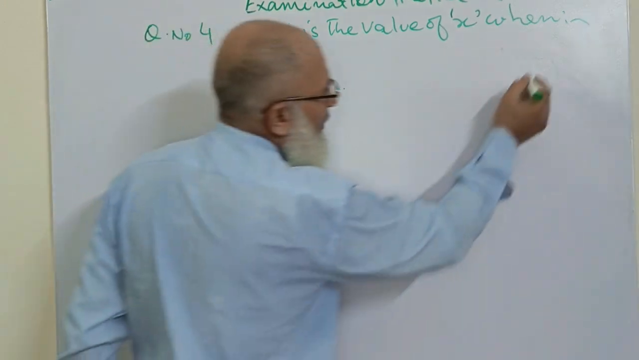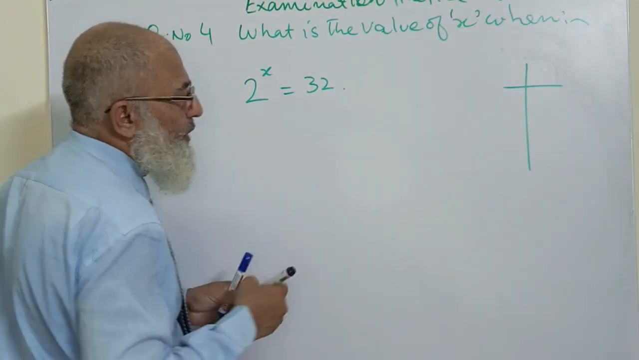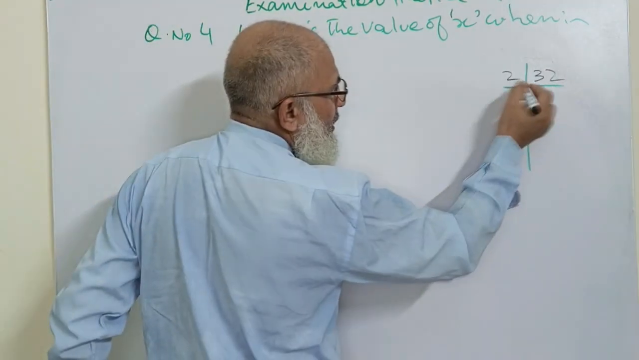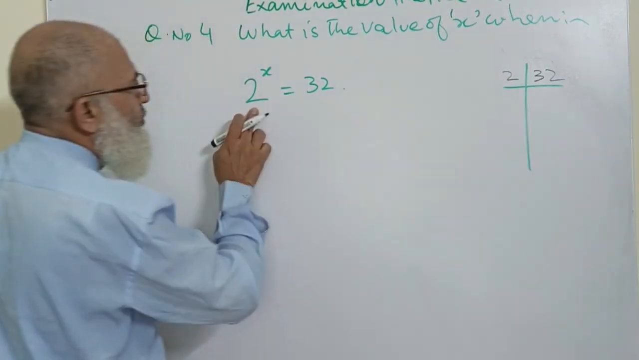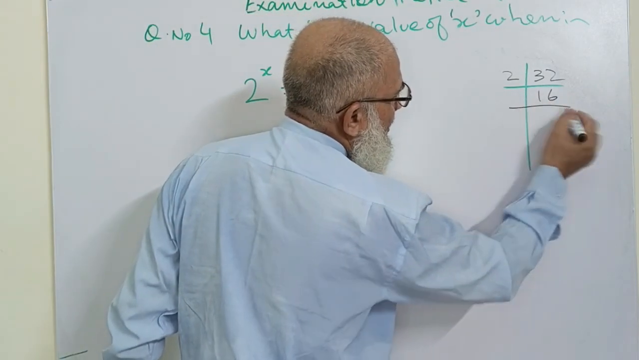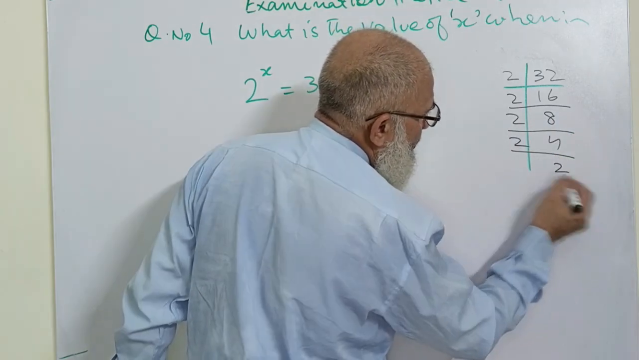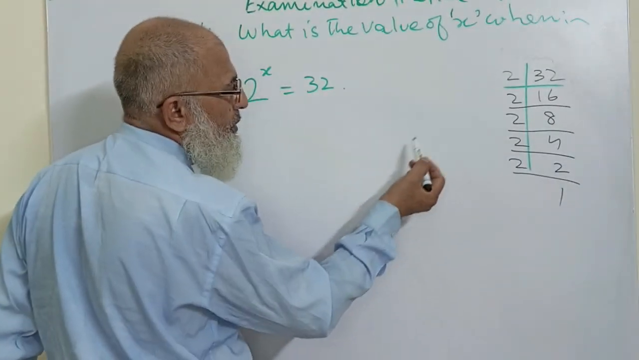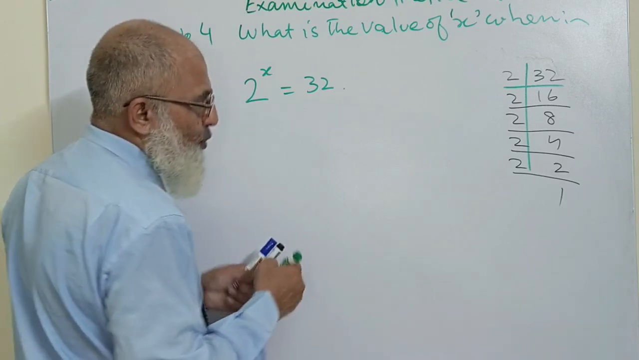Now we'll make the factors of 32. If you make the factors of 32, it will be easy. We have to bring it in terms of 2 because the base here is 2. So 16, 8, 4, 2, 2. So, my dear students, you can see that there are 5 twos in a row.